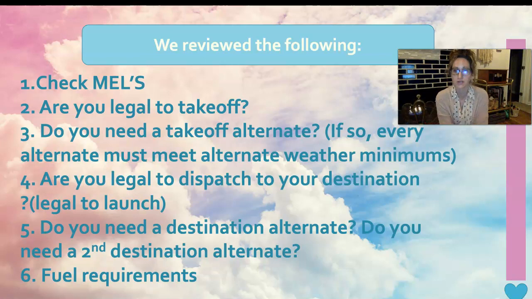All right, next question. We determined, can we take off? Do we need a takeoff alternate? Now can we go to our destination? Are we legal to launch? And that's by looking at our landing minimums, right? And then the last two questions: do we need a destination alternate? And if we do need one, the follow-up is, do we need a second destination alternate? And then we also reviewed the fuel requirements.